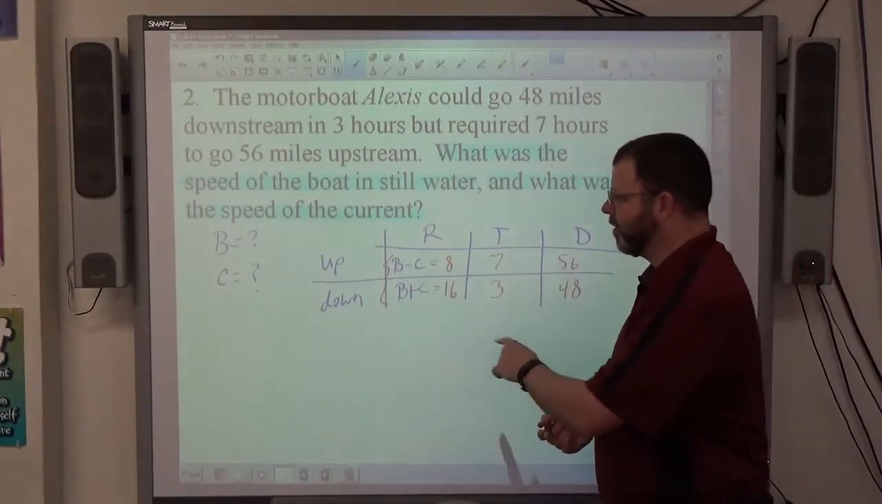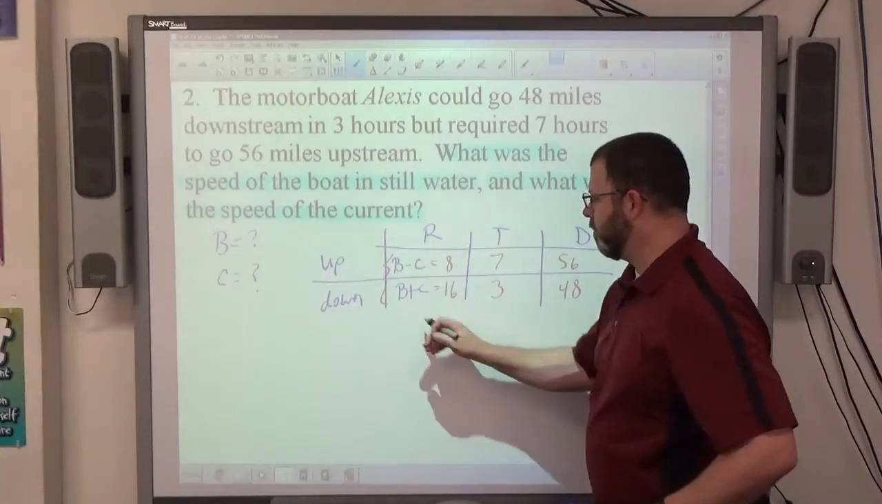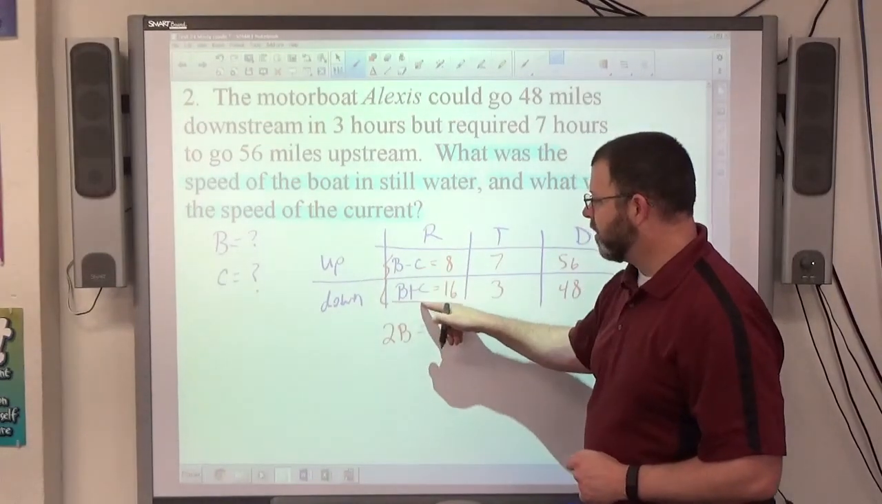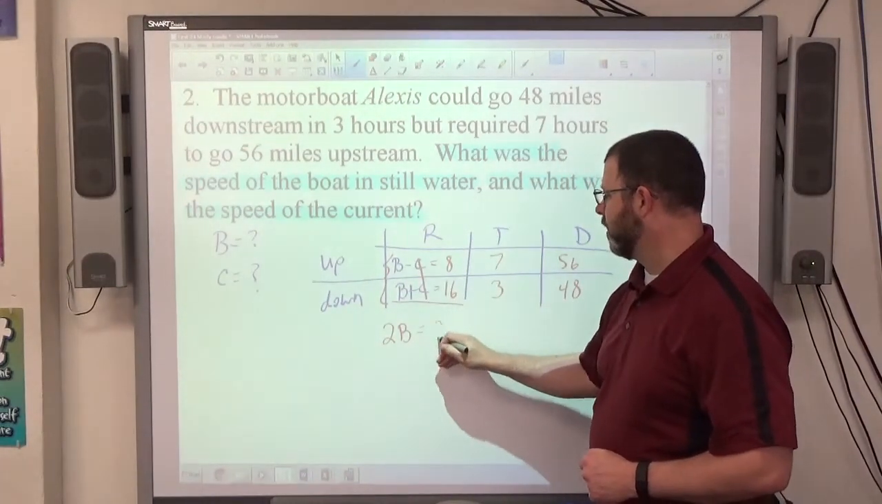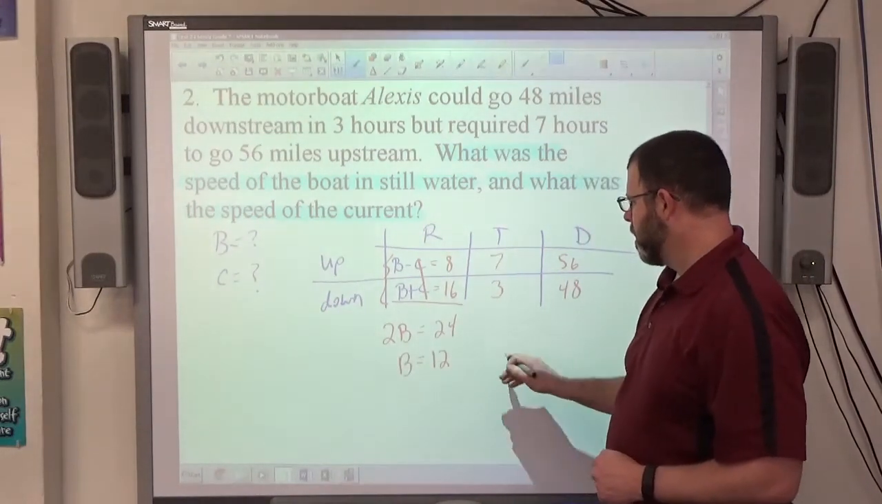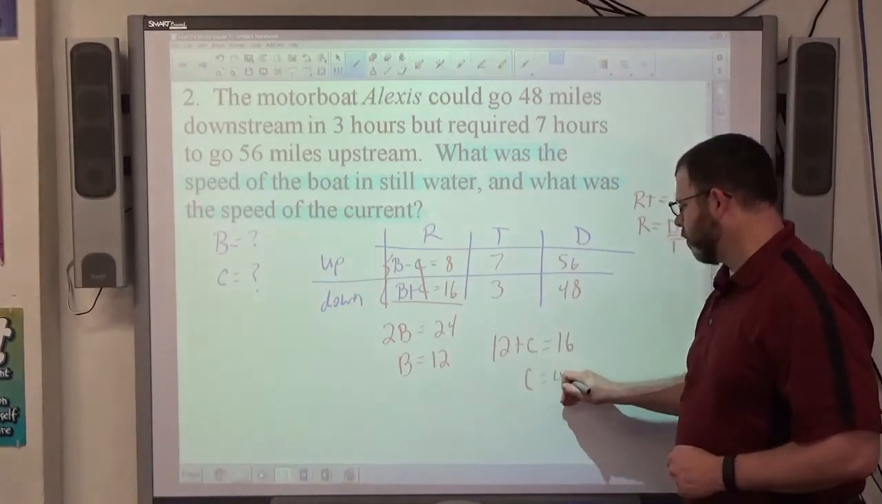A very easy system, because with b plus c and b minus c, the c's are going to cancel right off the bat. So 2 times b, minus c plus c cancels. 8 plus 16 is 24. b equals 12. 12 plus c is equal to 16, so c equals 4.